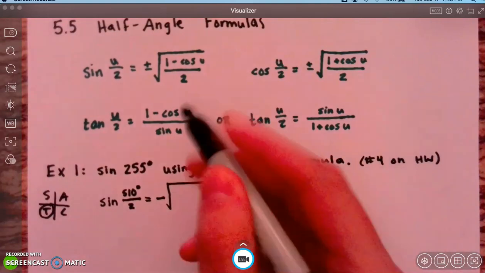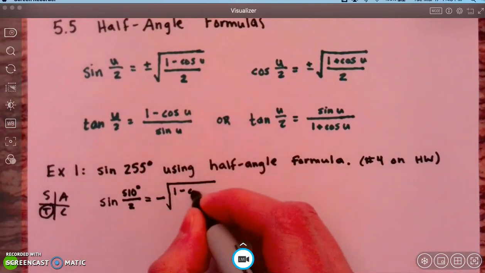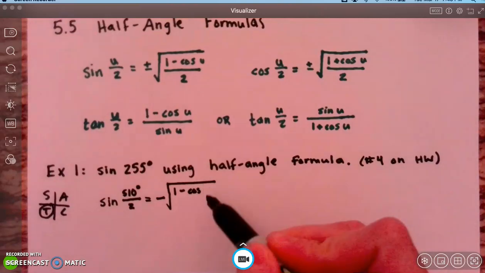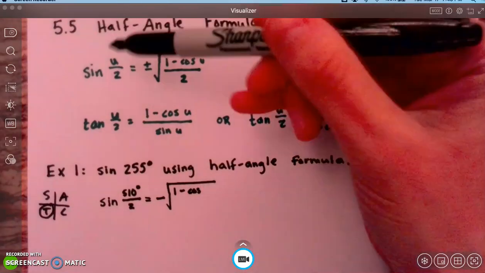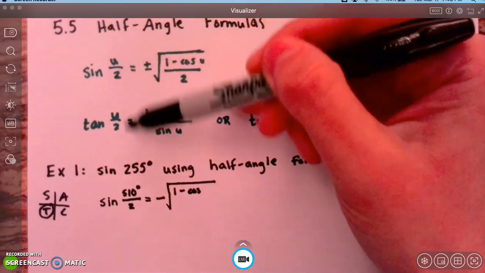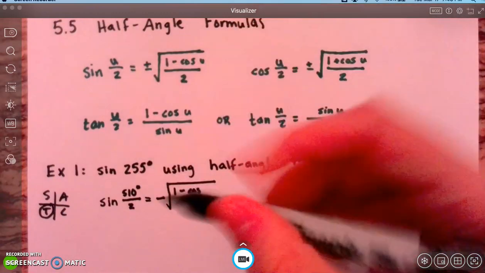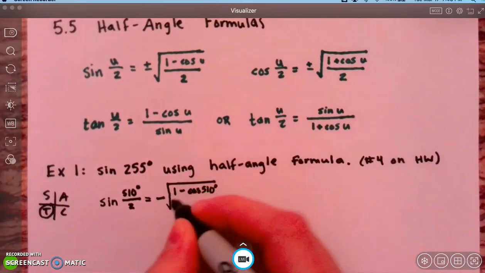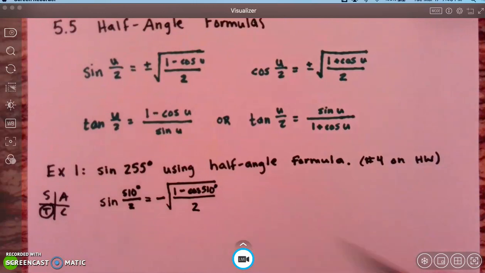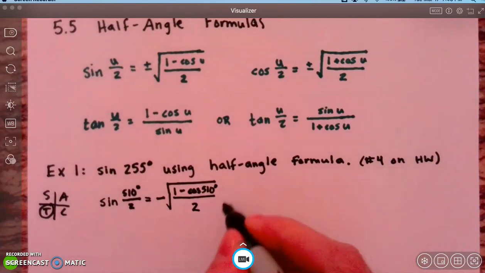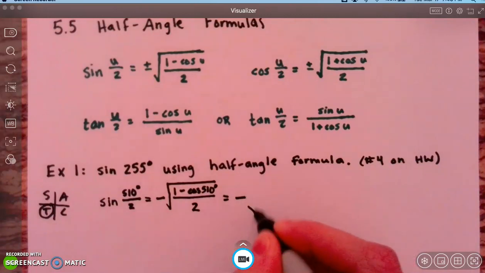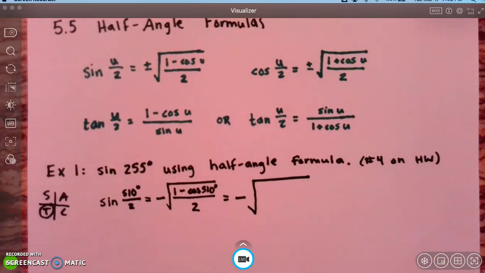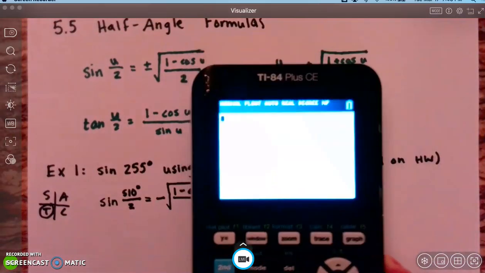All right. Next, we're going to do 1 minus cosine. Now, this is asking for cosine of angle u. If you look at the formula, u is that doubled angle. So this is going to be cosine of 510 degrees all over 2. All right, so we can start plugging in. We can find cosine of 510 degrees. You might think, well, that's not on the unit circle, but we have to realize that we still have ways of finding that value.